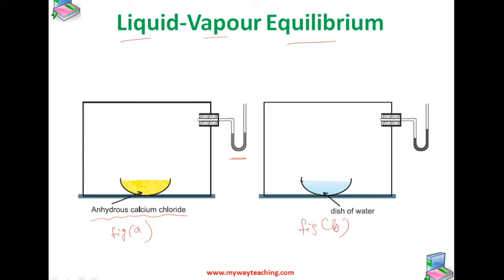It will be observed that the mercury level in the right limb of the manometer slowly increases and finally attains a constant value. That is, the pressure inside the box increases and reaches a constant value. Also the volume of the water in the watch glass decreases. See here, the volume of the water inside the glass decreases.